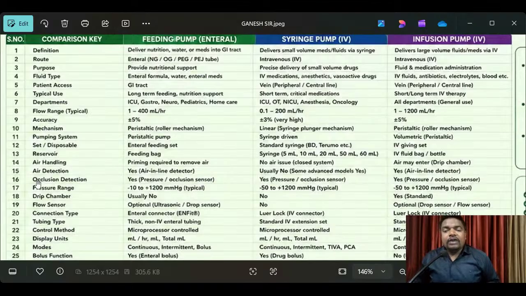Now, the 15th point, air detection, is complete. For occlusion detection, when it comes to feeding pumps, yes, there is a pressure occlusion sensor. Next, the syringe pump, yes, a pressure occlusion sensor. Next, the infusion pump, yes, pressure occlusion. It means occlusion is everywhere. Understand? Occlusion is available in the feeding pump, in the syringe pump, and in the infusion pump.